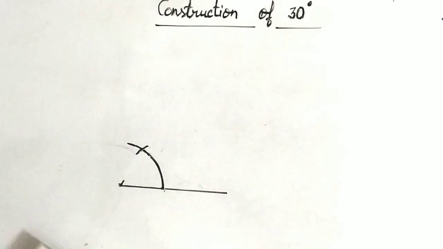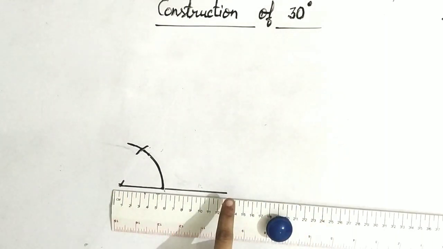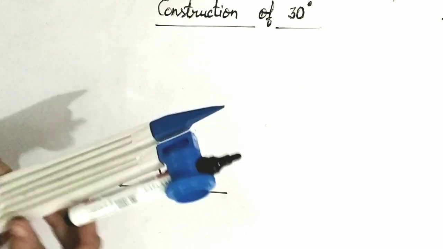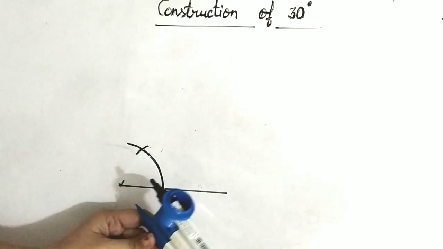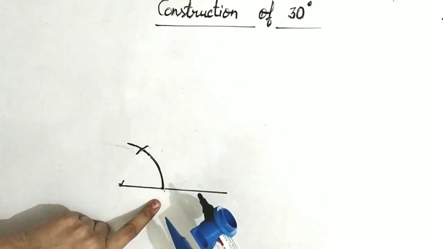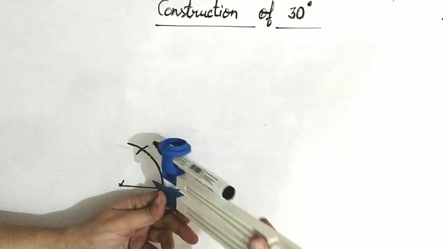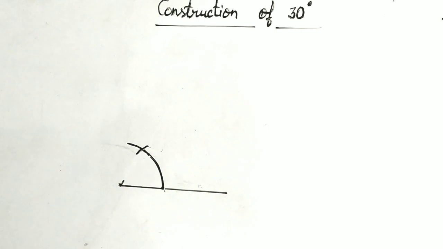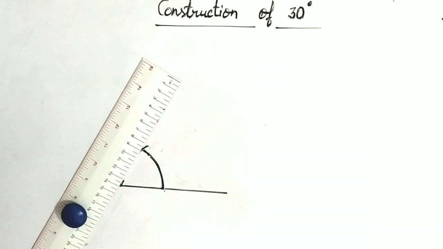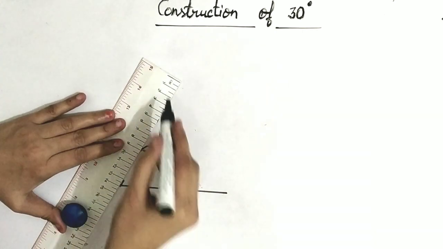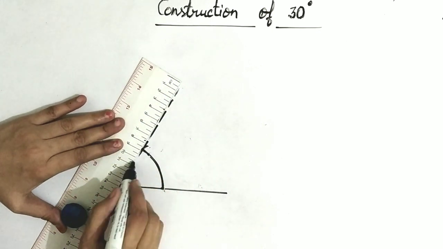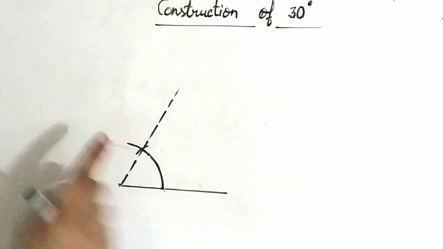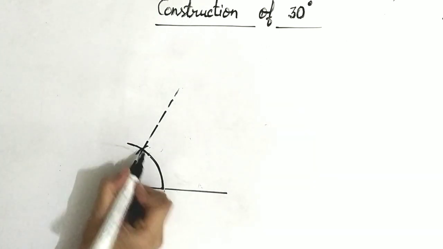Now let us construct the angle of 30 degrees. For this we will repeat the same procedure which we have done for the 60 degree angle. Make a baseline and make a circle, put the tip here and make a small arc, and this intersection point we will join with the initial point of the baseline. So now here we are getting the 60 degree angle. We will draw a dotted line to show the 60 degree angle.